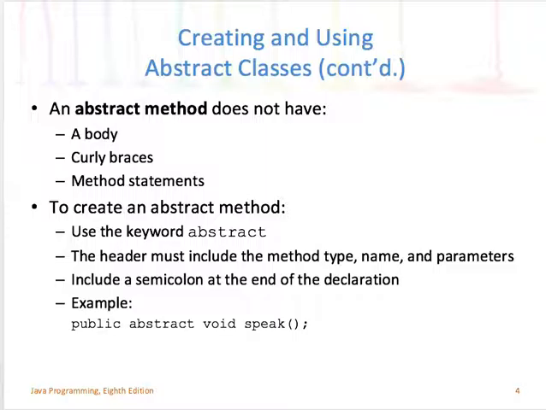Creating an abstract method, use the keyword abstract. We said that. The header must include a method type, name, and parameters. Obviously, include a semicolon. So here we have public abstract void speak. You can have public abstract void, maybe something specific like receptions, passes, etc.